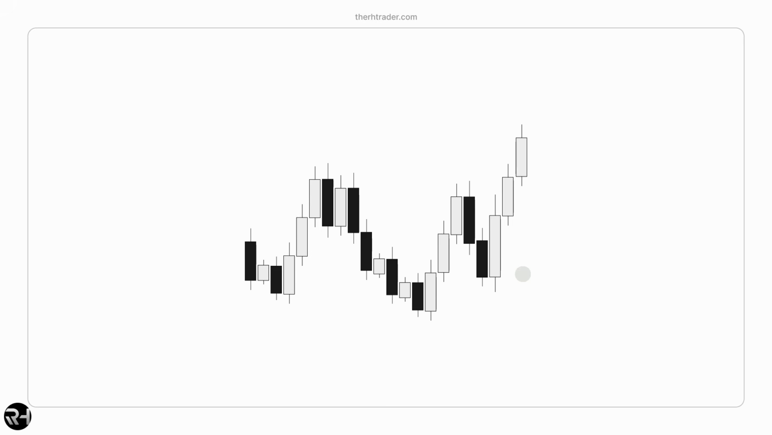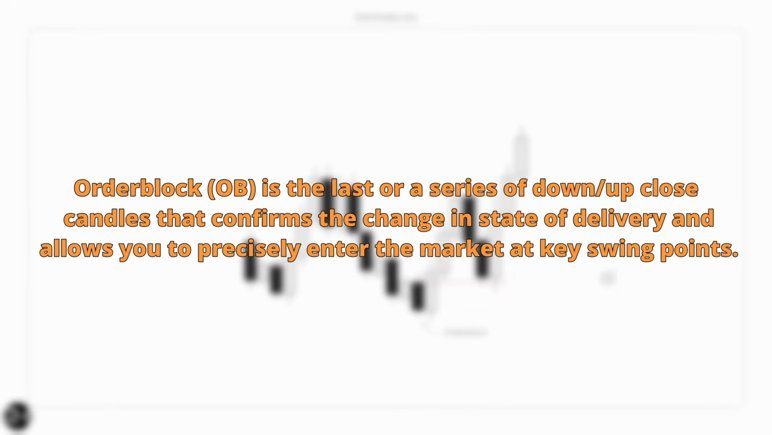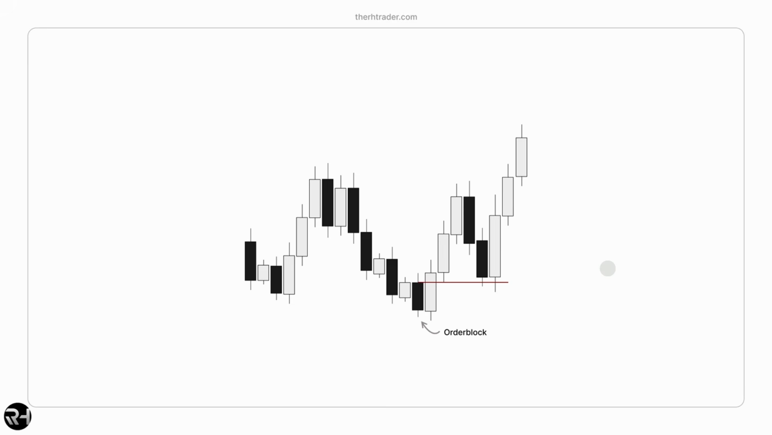Let's get into it. First things first, what is an order block? An order block is the last or a series of down or up close candles that confirms the change in state of delivery, which allows you to precisely enter the market at key swing points. They provide instant reactions when you choose the correct one. Think of it as the institutional footprint of smart money. They accumulate or distribute here before launching price to target liquidity. To understand liquidity, check out the first module I have linked in the description.